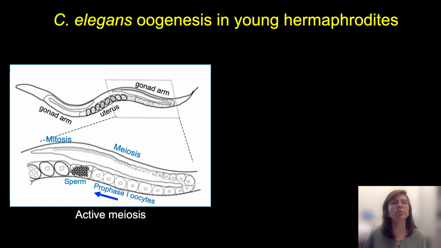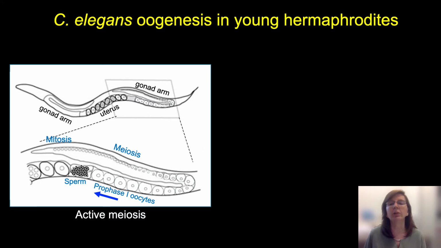In the top cartoon of this schematic, I'm showing you C. elegans oogenesis in a young hermaphrodite. So you can see in the top left, there are two U-shaped gonad arms, one at the anterior, one at the posterior, and they join at a central uterus where the embryos will be found.